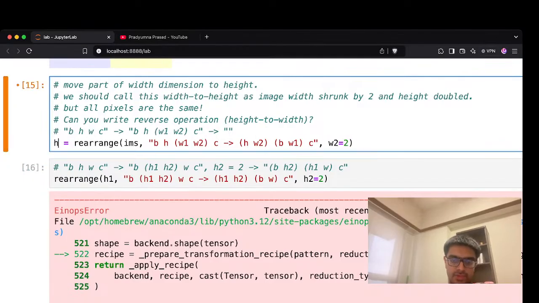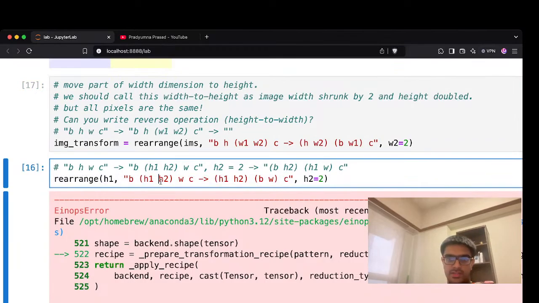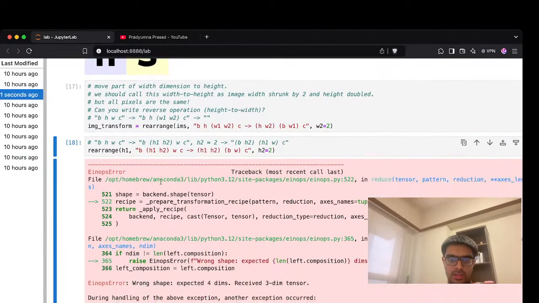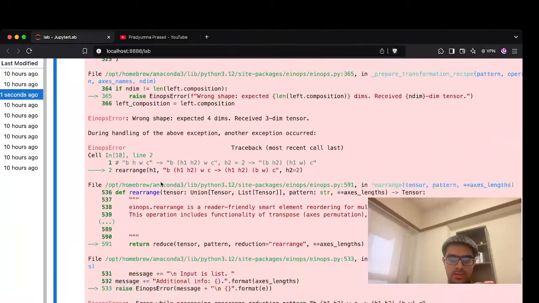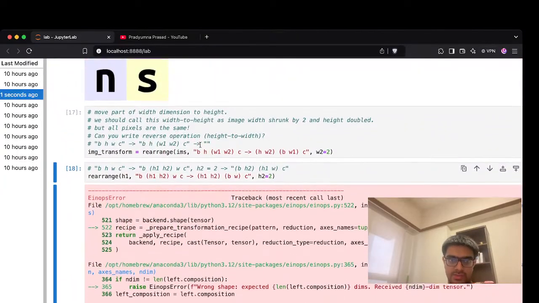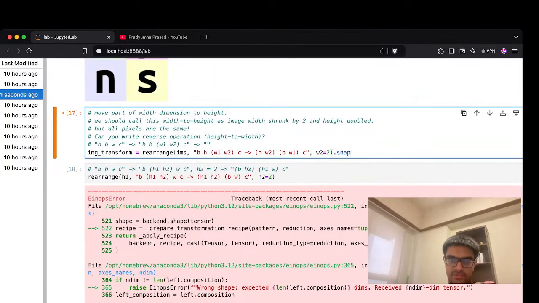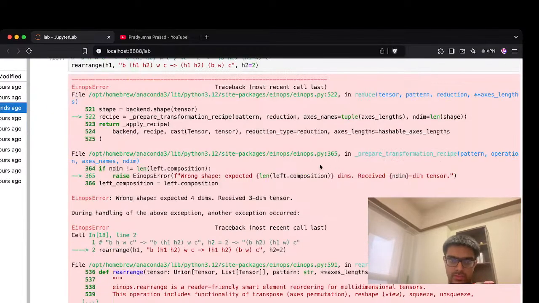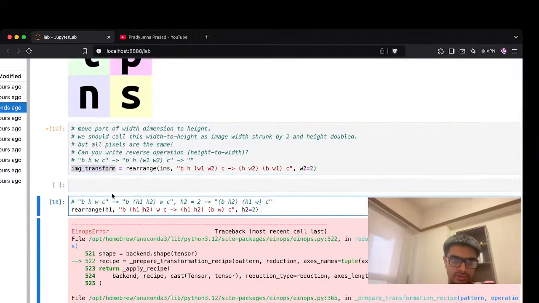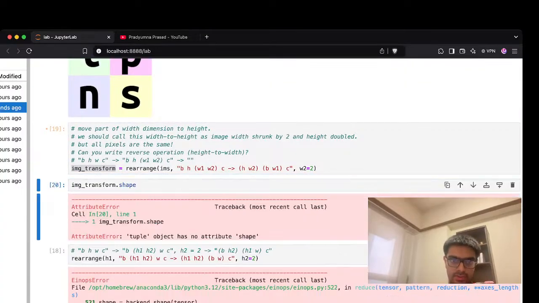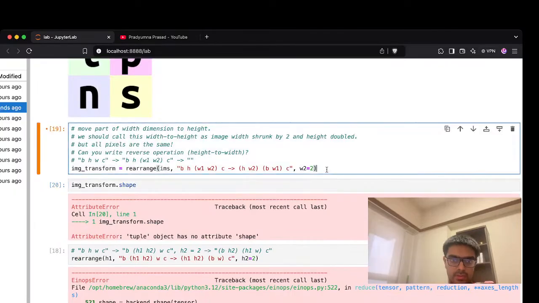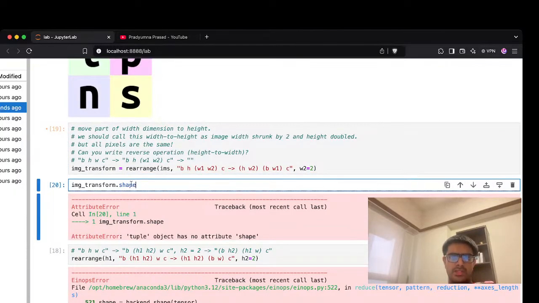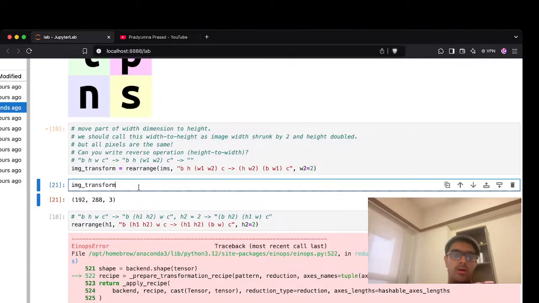Sorry, we're gonna call this image transform, just for here. We'll use such one later. Okay. Let's see what's going on here. So let's run the shape of this first. Image transform dot shape. Huh? Wow, that's weird. Oh, okay.